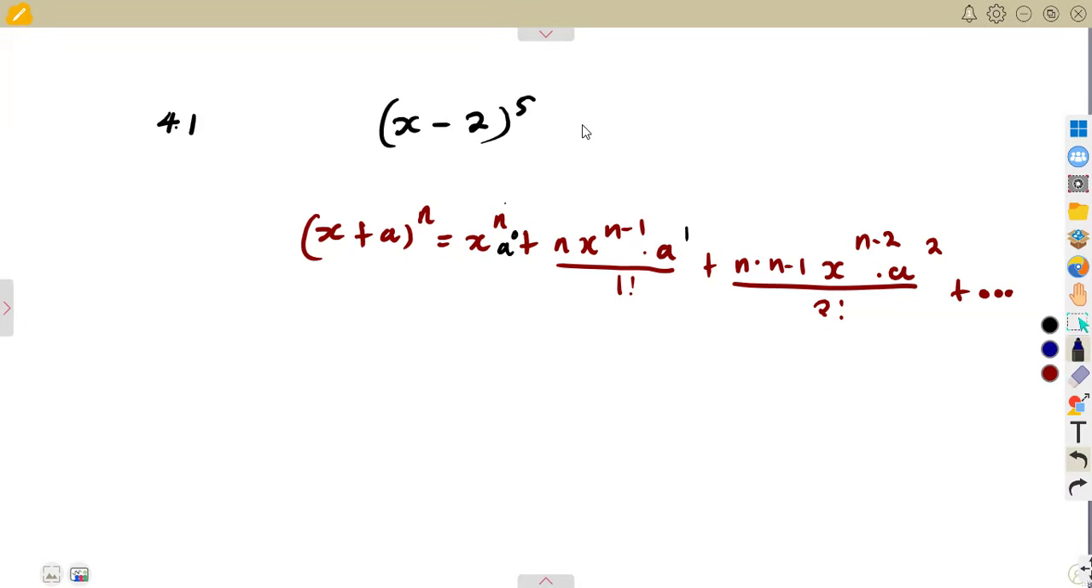So this is the same as x plus minus 2, like this, to the exponent of 5, so that you can properly see that this is representing x and this is representing your a. So meaning to say from this expansion, we're going to have x to the exponent of n, the power that you're given there, which is 5. Whereas the minus 2 is raised to the exponent of 0, so it does not affect.